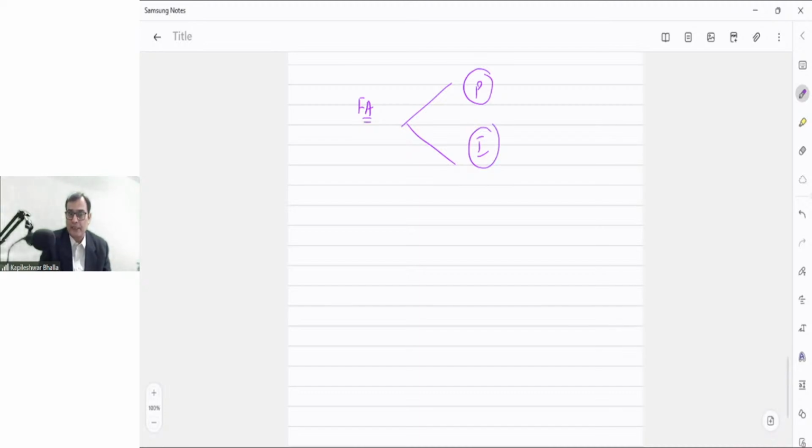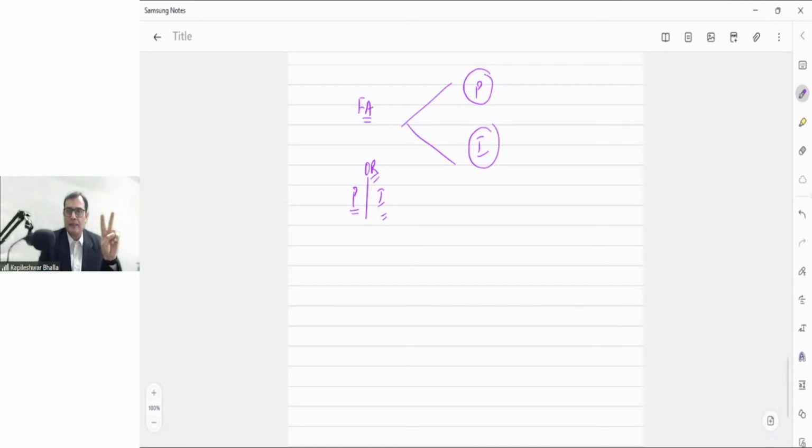When you transfer the cash flow, you tell the person, I give you principal only, or I give you interest only. I'm putting in between an or. I tell the person, I'll give you only principal, or I will give you only interest.